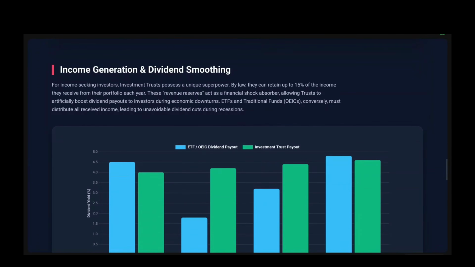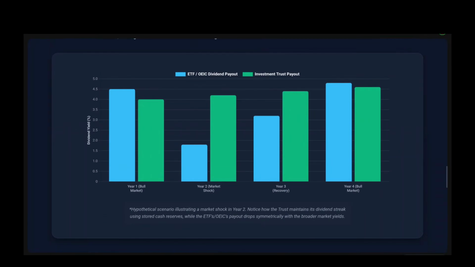Another element to this is income generation and dividend smoothing. So for income-seeking investors, investment trusts possess a unique superpower. By law, they can retain up to 15% of the income they receive from the portfolio each year. These revenue reserves act as a financial shock absorber, allowing trusts to artificially boost dividend payments to investors during economic downturns. ETFs and traditional funds conversely must distribute all received income, leading to unavoidable dividend cuts during recessions.